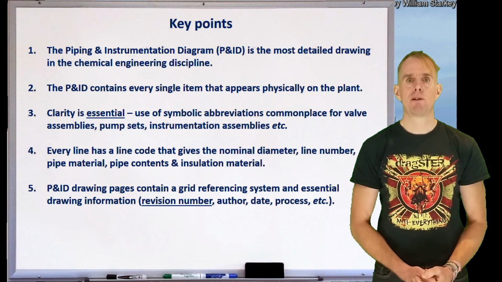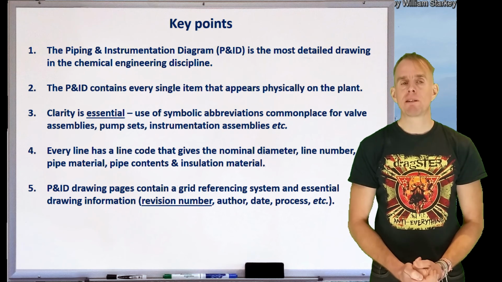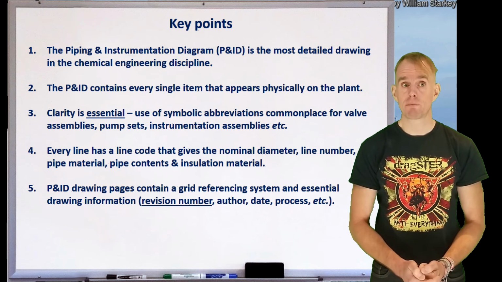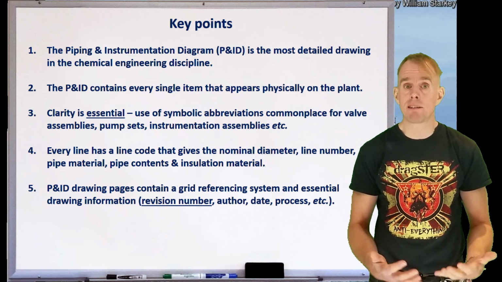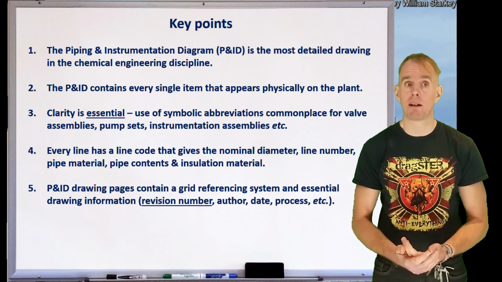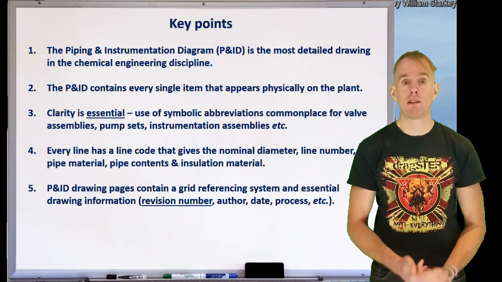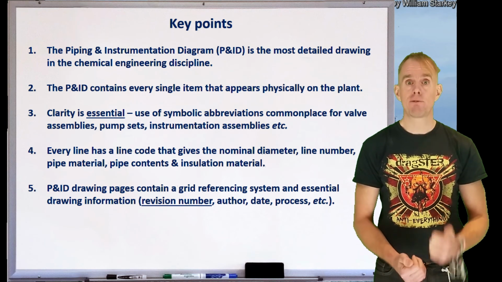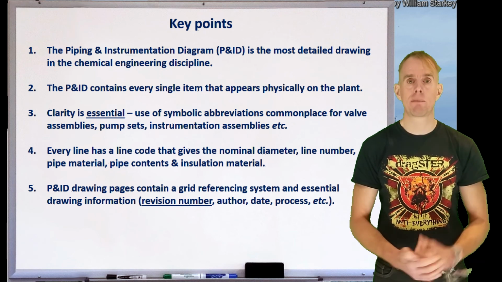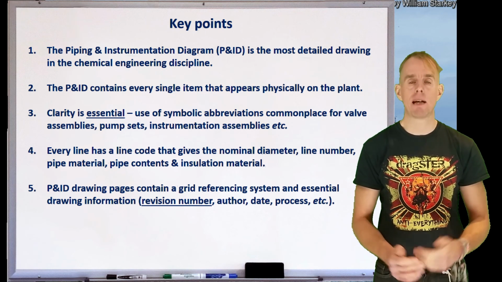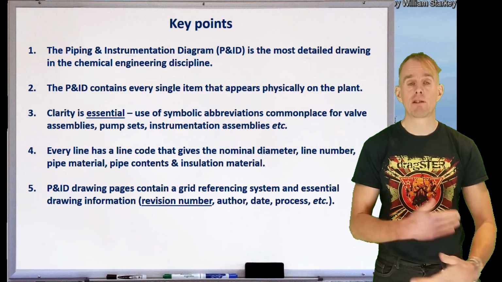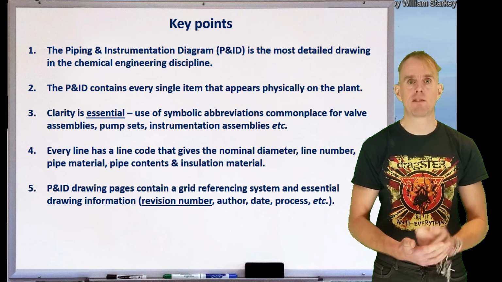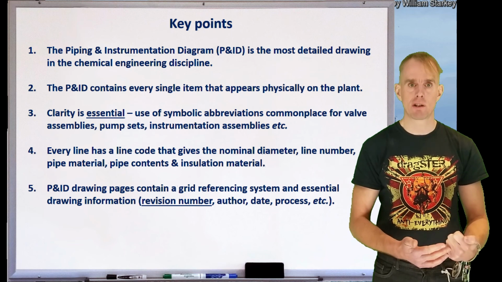So let's recap a few key points. The piping and instrumentation diagram is the most detailed drawing that the chemical engineer produces. It contains every single item that appears physically on the plant, no matter how small it is or how infrequently it is used. Clarity, therefore, is essential. A badly drawn P&ID can be incomprehensible. And because it's such an important communication document, you need to have comprehensible, clear information.